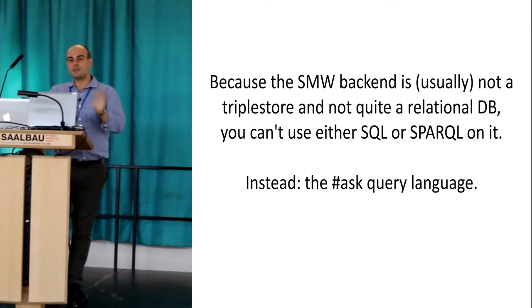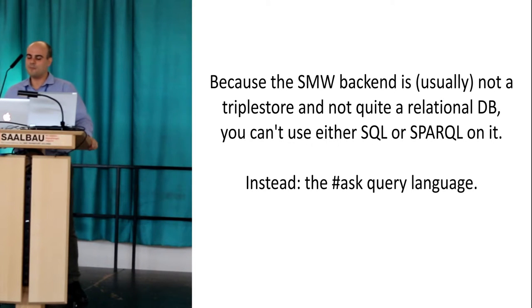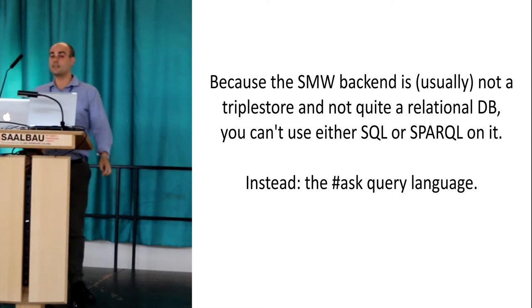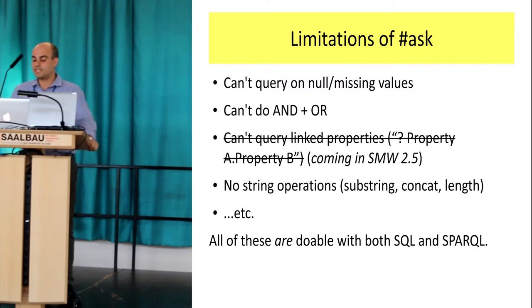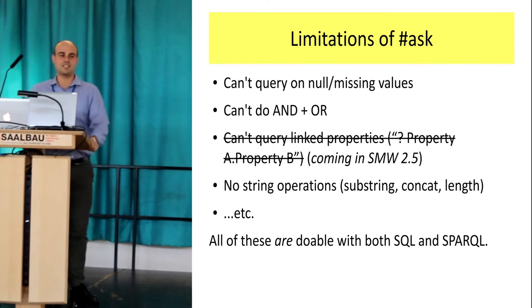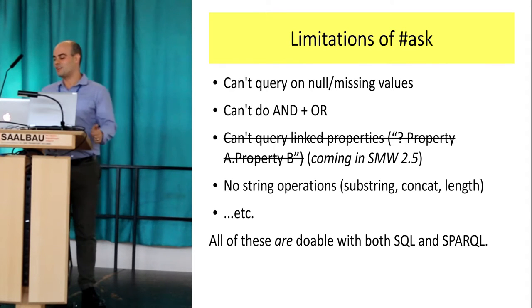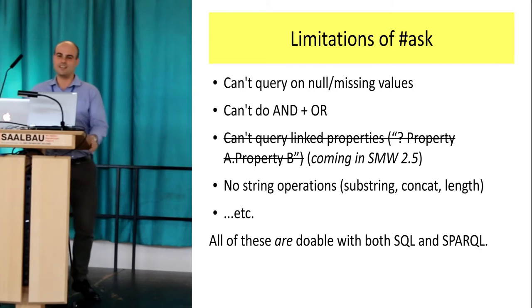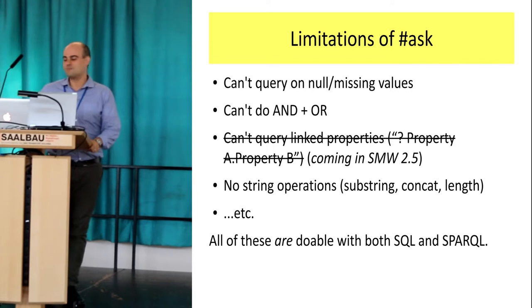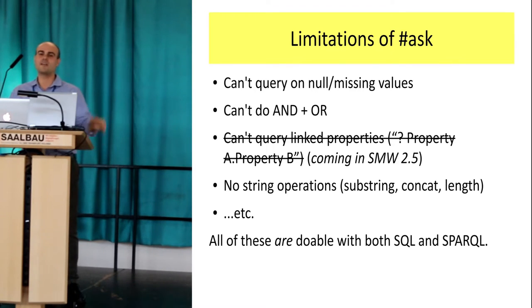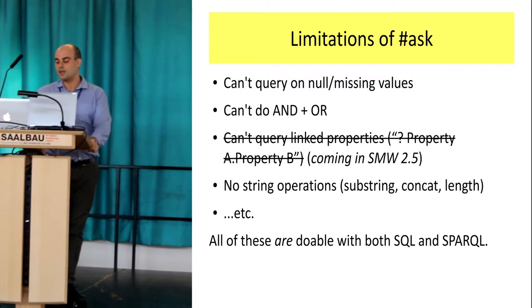So the fact that it's a mixed, some people would say neither fish nor fowl, means that you can't directly use either SQL or SPARQL on it. Instead, there's a custom query language that you all know called Ask, or the #ask parser function. It has limitations. I actually had to cross out one of the limitations because it turns out it's coming in the next version. But not to belabor the point, obviously at the Semantic MediaWiki conference, I don't want to start shouting about Semantic MediaWiki, everyone who uses it knows that there are some limitations to the querying.